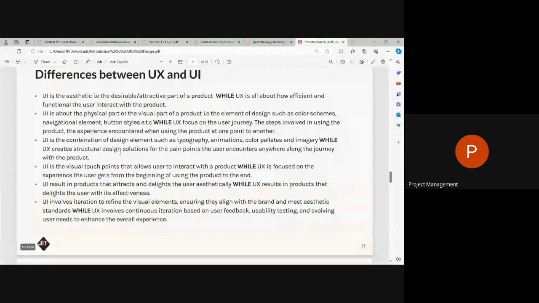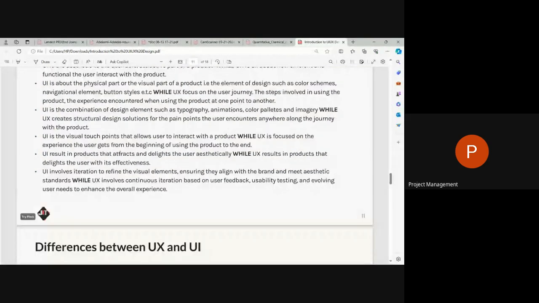The fourth one is that UI is the visual touch point that you interact with. They are interactive designs, while UX is focused more on the experience of users from the beginning of using the product to the end. And the fifth one is that UI results in products that attract the users aesthetically. What attracts users to an interface is UI design. While UX results in products that delight the users with their functionality and effectiveness. So that is that.